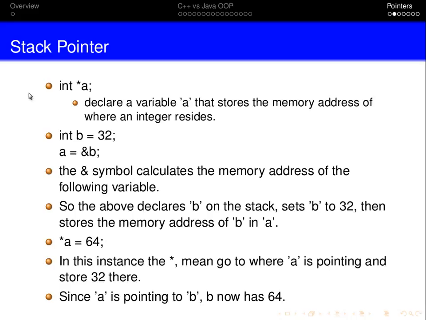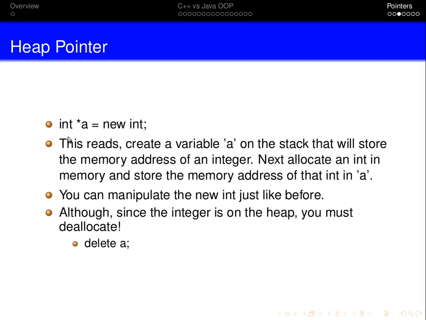Now notice this is a stack pointer because B is on the stack and A is going to point to B, which is on the stack. A heap pointer is what you're used to with new. Create a new int on the heap and have A point to it. So this reads literally: create a variable A on the stack that will store the memory address of an integer. Next, allocate an int in memory, namely the heap, and store the memory address of that int in A. That is exactly what the computer is doing. You can manipulate the new int just like before, although since the integer is on the heap, you must deallocate with delete A.